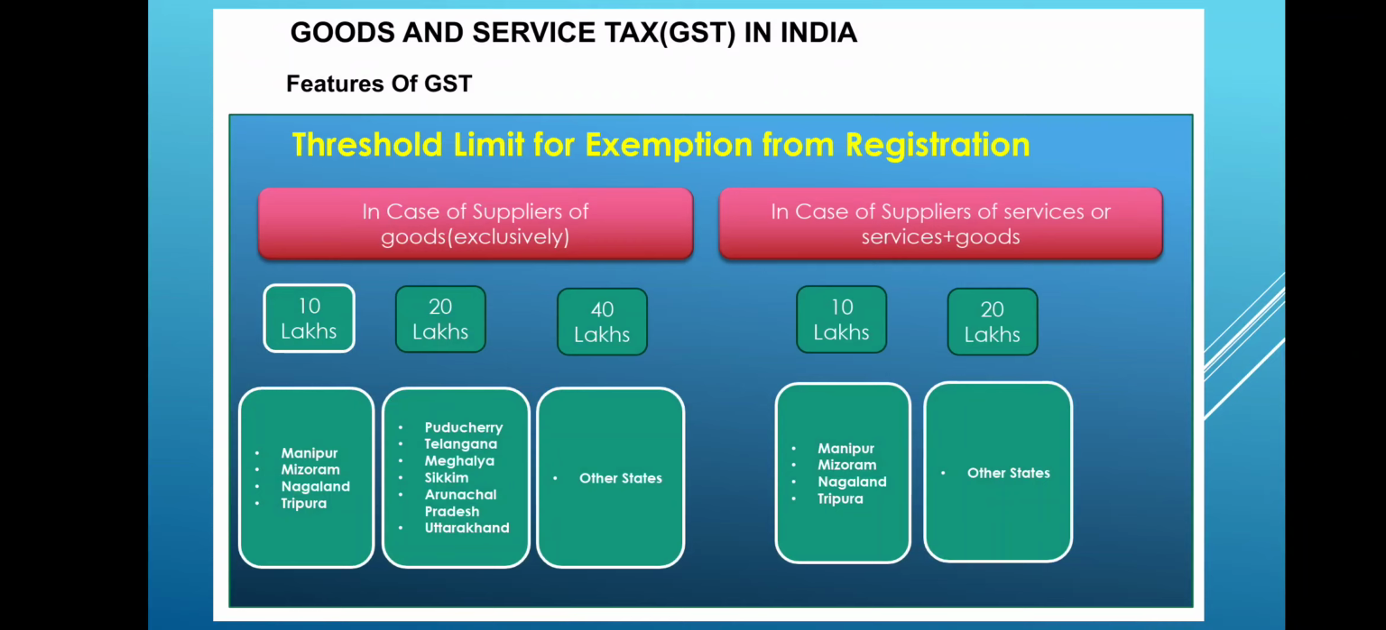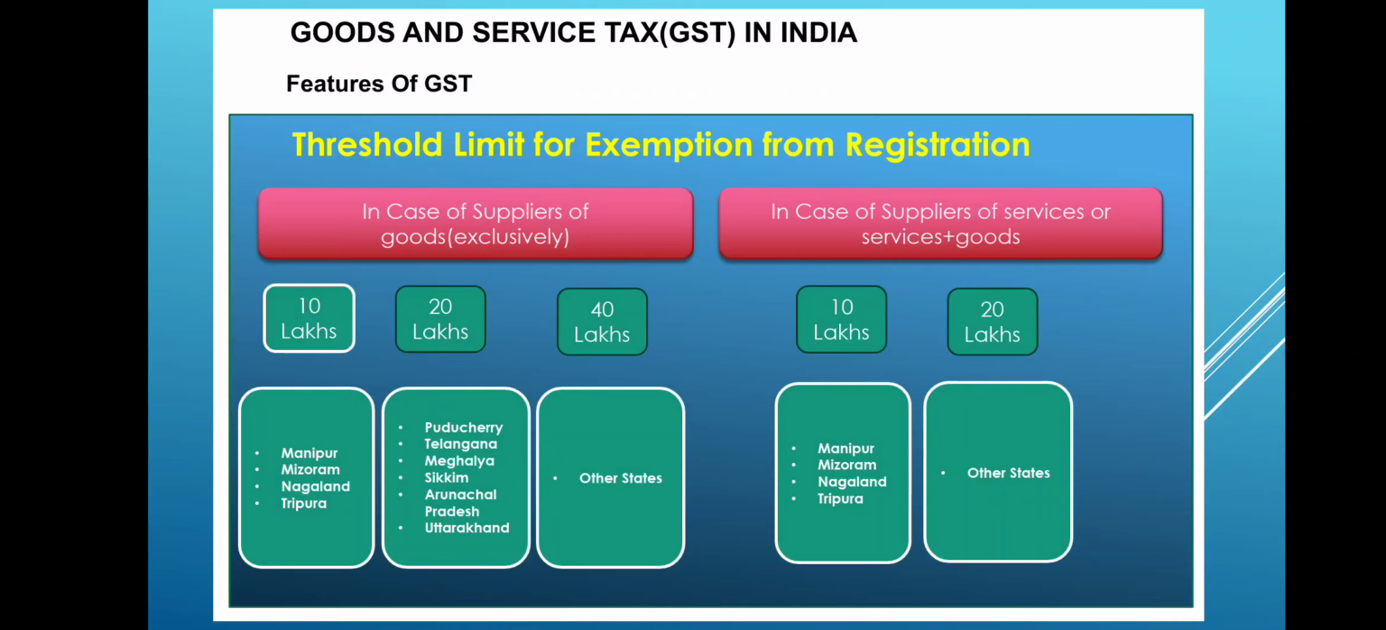But in all other states except these two categories, like the 4 states and the 6 state categories, on all other states, if the aggregate turnover of a person is below 40 lakhs, then he is not required to register under GST. But if the aggregate turnover of a person is above 40 lakhs, then he must register himself under the GST. Similarly, in case of suppliers of goods and services, and in case of suppliers of only services, the limit is 10 lakh and 20 lakh.